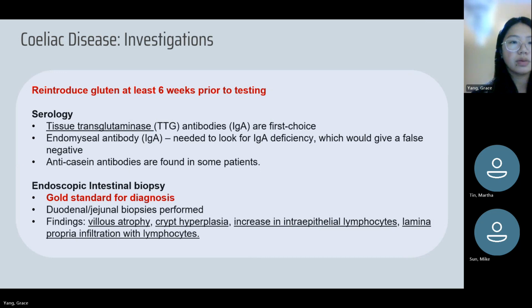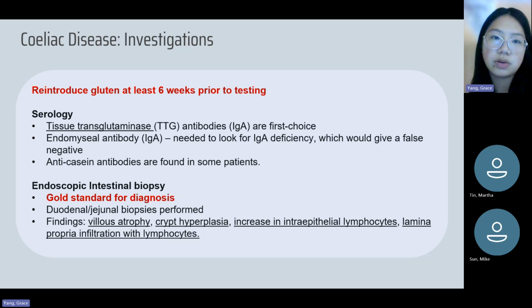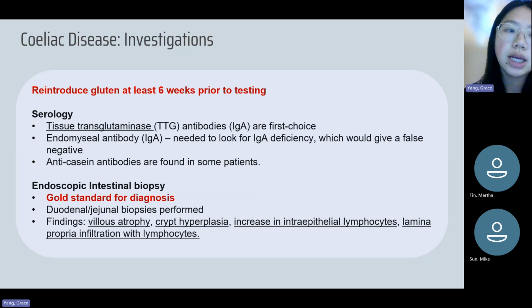So when you investigate celiac disease, you have to tell your patient to reintroduce gluten in their diet for 6 weeks before you send them off to biopsy. And that's because you want to see what it looks like after they've eaten gluten. Obviously, if they haven't eaten gluten for 6 weeks, you won't be able to identify it, basically, because it won't have been damaged and it recovers.